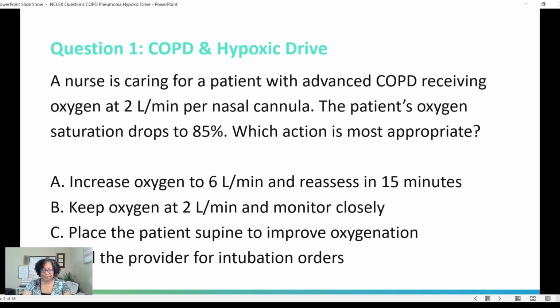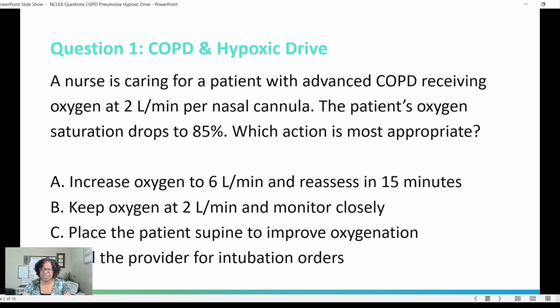So let's get started. With our first question, a nurse is caring for a patient with advanced COPD, receiving oxygen at 2 liters per minute via nasal cannula. The patient's oxygen saturation drops to 85%. Which action is most appropriate?